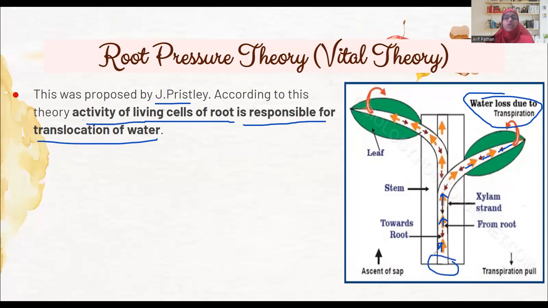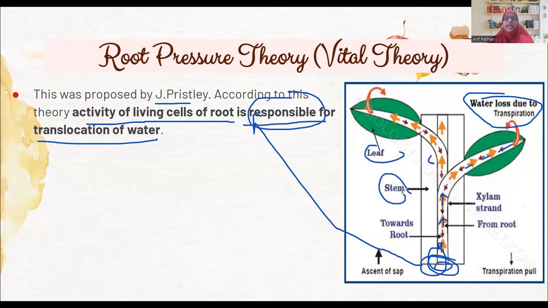So it's actually the root which is the main hero, you can say that, which is actively involved and responsible for translocation of water. Though there are participants in the chain, leaf, then petiole, the stem, all these things, but it's actually the root which will supply, which is responsible for the translocation of water.